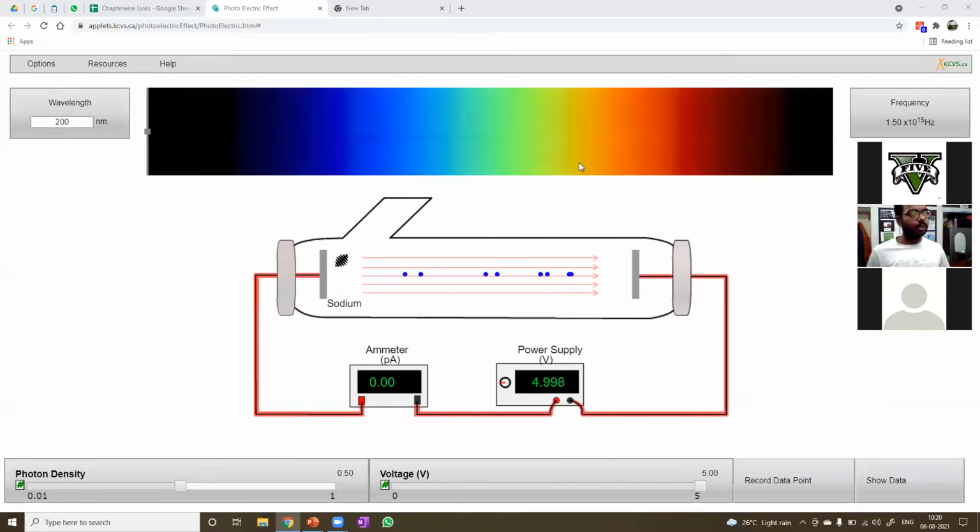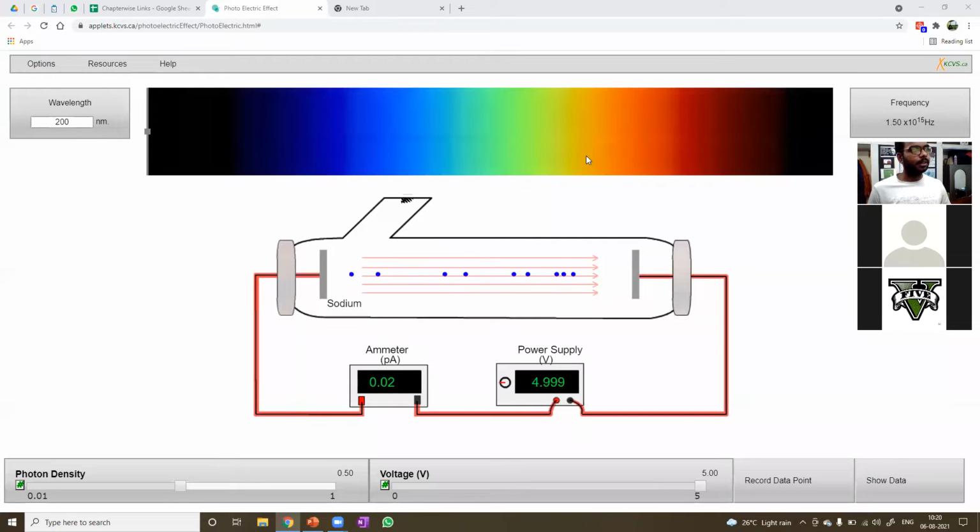Okay, sir. Yeah, because of stopping potential, current production will be hindered. Correct.